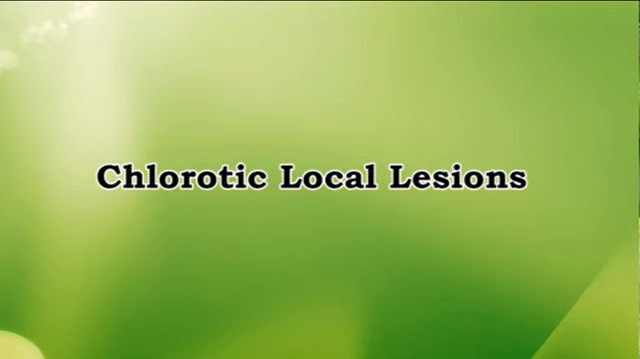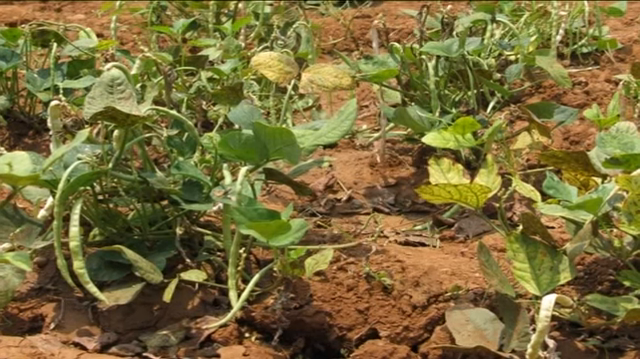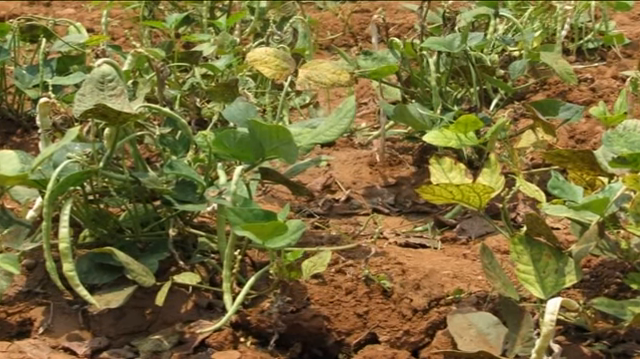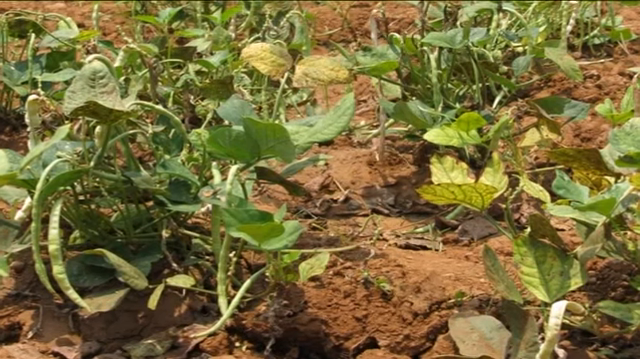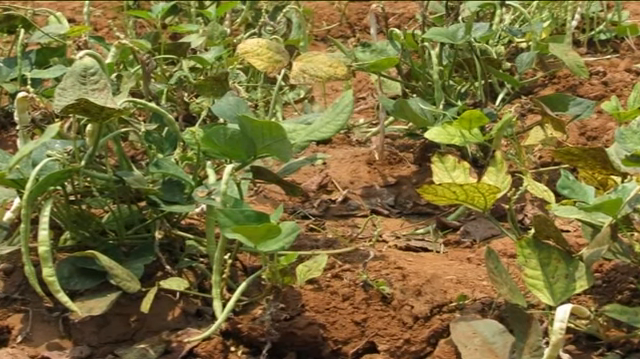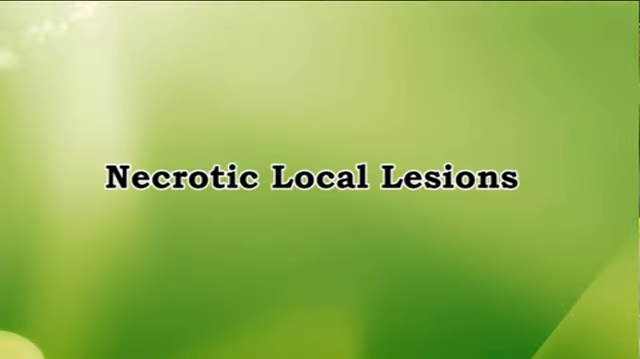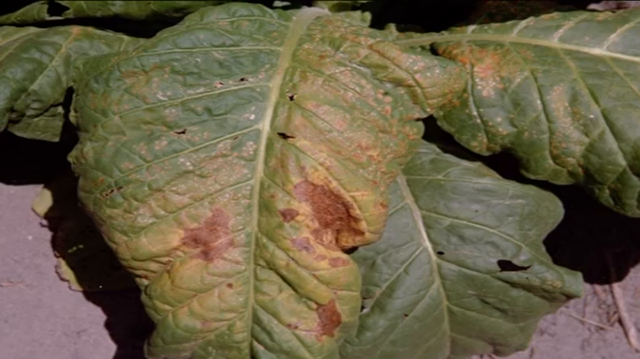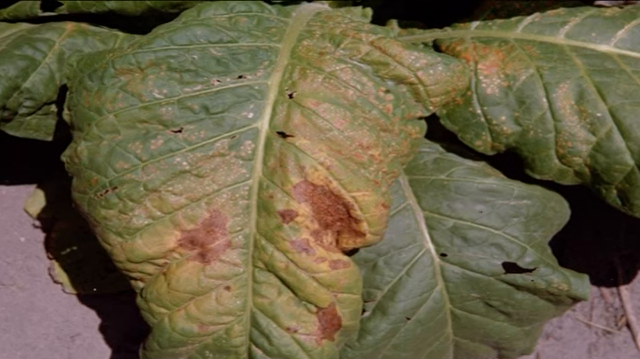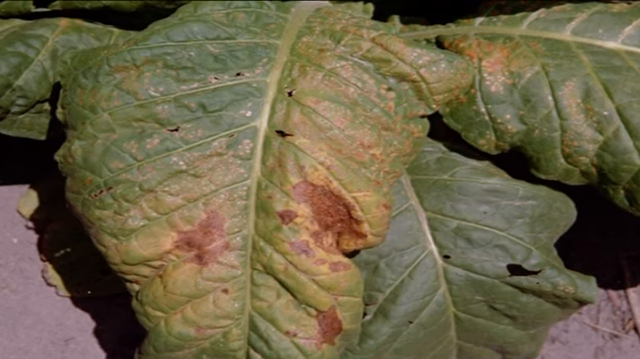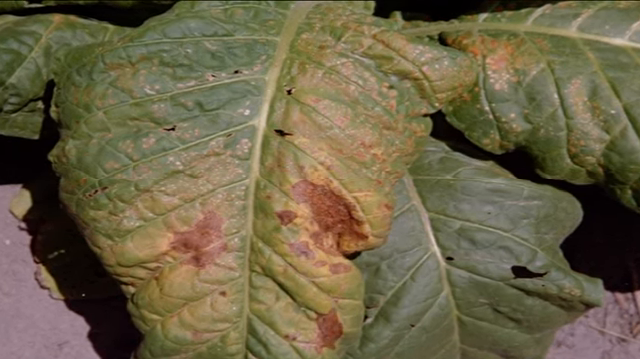Some of the local symptoms are chlorotic local lesions. Infected cells lose chlorophylls and other pigments. For example, tobacco mosaic virus on cowpea host. The next is necrotic local lesions. The infected cells die. Example, tobacco mosaic virus on Nicotiana glutinosa host.